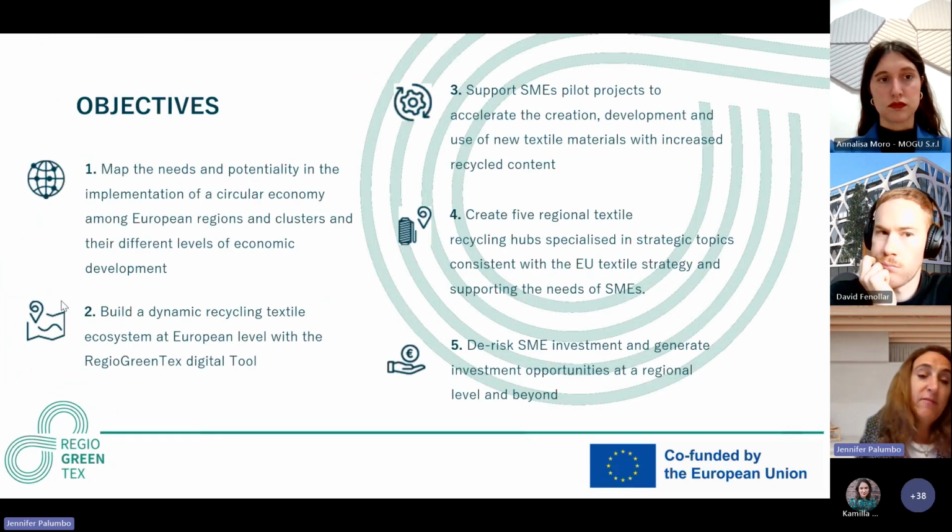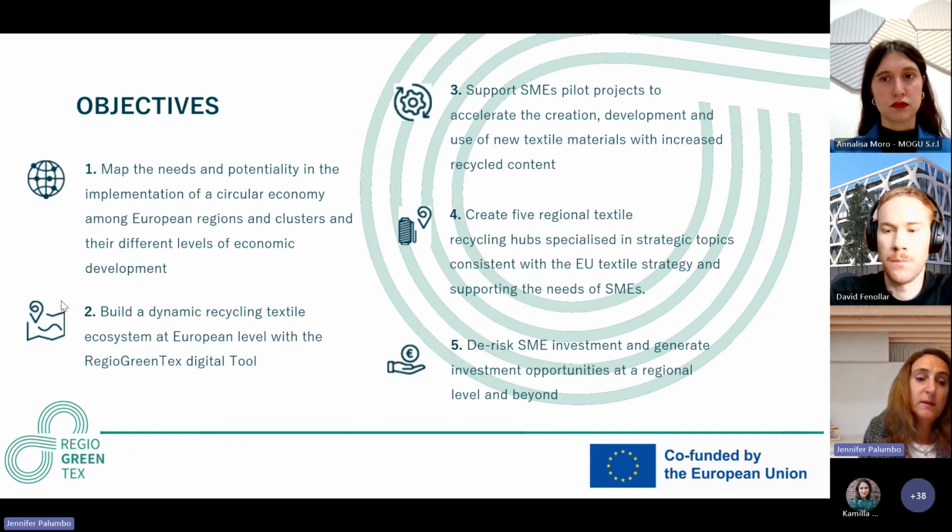So going forward, we have 5 objectives, a little bit more in detail. The first is to map the needs and the potentialities in these regions. So to really take a good look at what the industry needs, what we can do, what they can offer, and so get a better impression about what's missing and what's wrong.